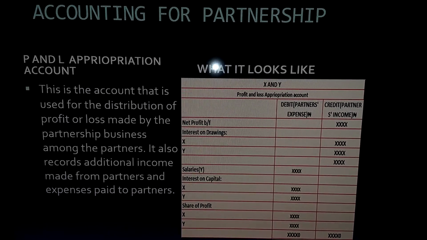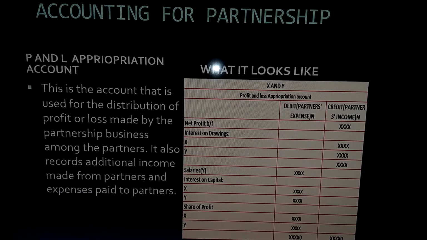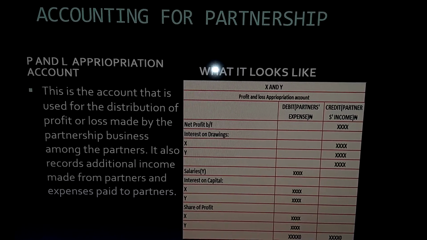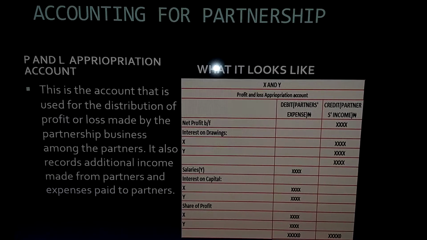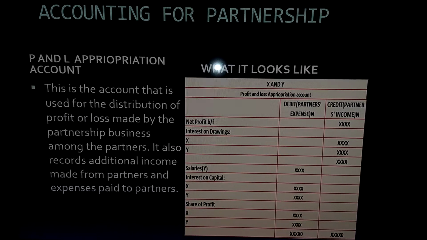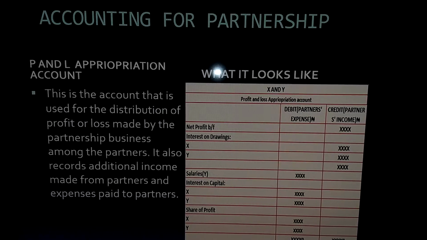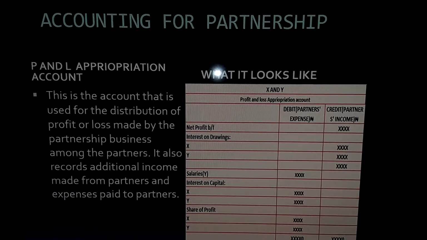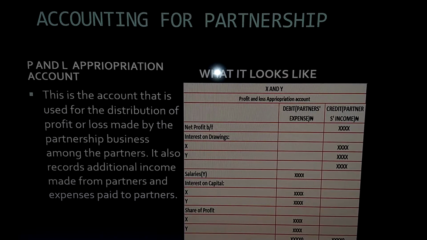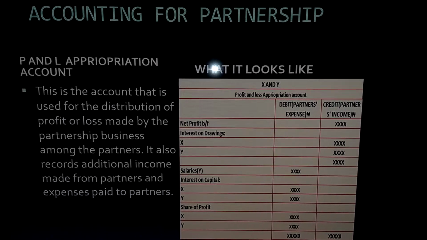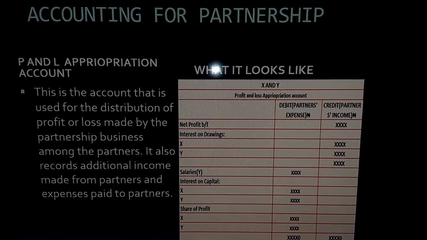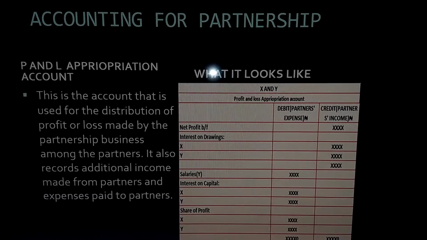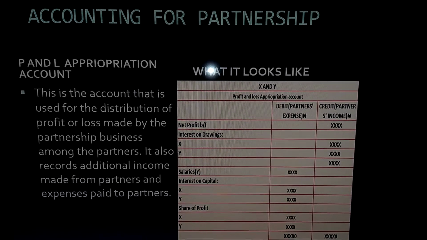Then it is also possible that the partners make some additional income from themselves. What I'm trying to say is that partners could have withdrawn cash or withdrawn goods from the business for their personal use. Usually in partnership, when partners take out goods or cash for their personal use, it is agreed that the partners pay back with some interest.